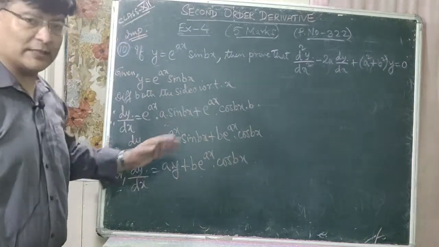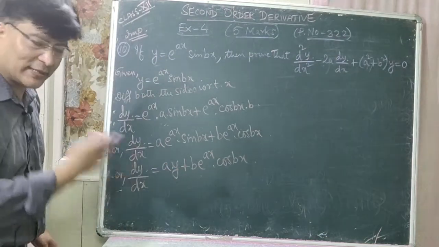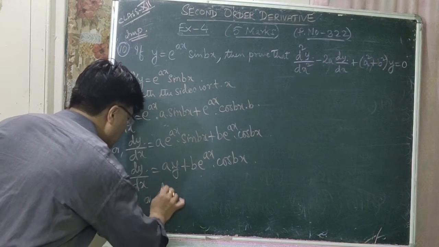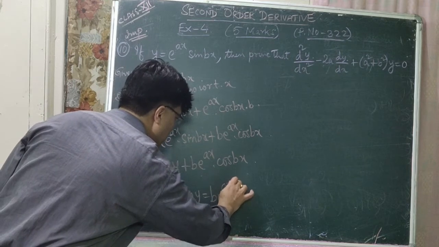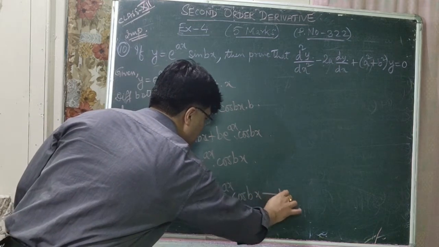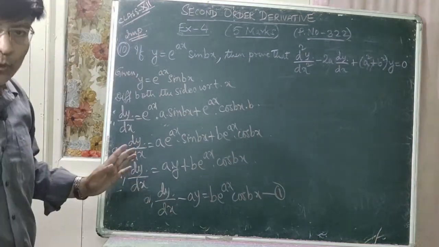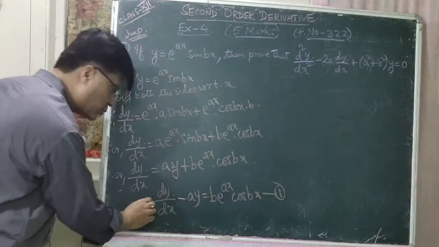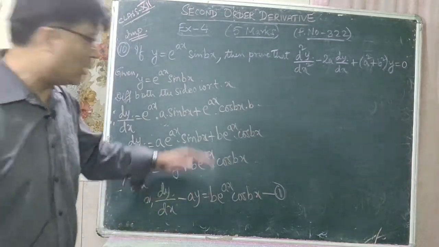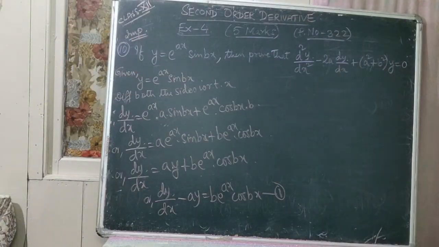Now again you have to differentiate it, but before that take this term ay to the left hand side. Take the y term to the left side. Or dy by dx minus ay is equal to b e to the power ax cos bx. So let us mark it as number 1. Okay, so why is it marked as number 1? Because we may use the value for b e to the power ax cos bx as what? Dy by dx minus ay. Now let's differentiate this number 1 with respect to x. Okay, so let's take the differentiation of number 1 on both the sides.